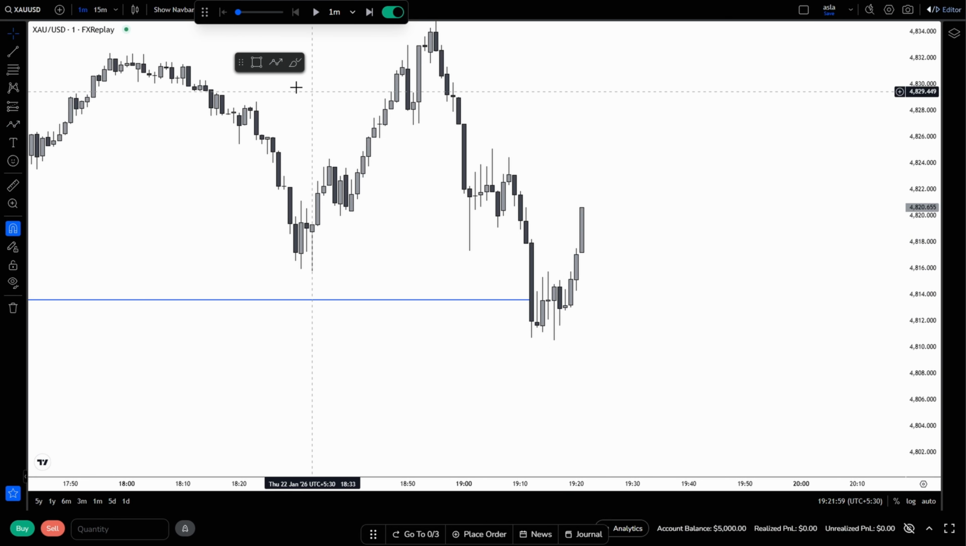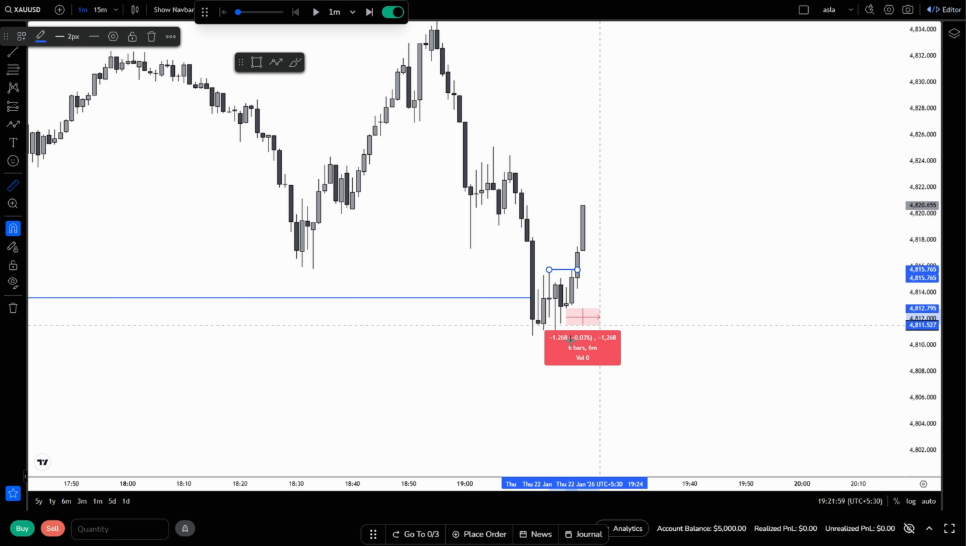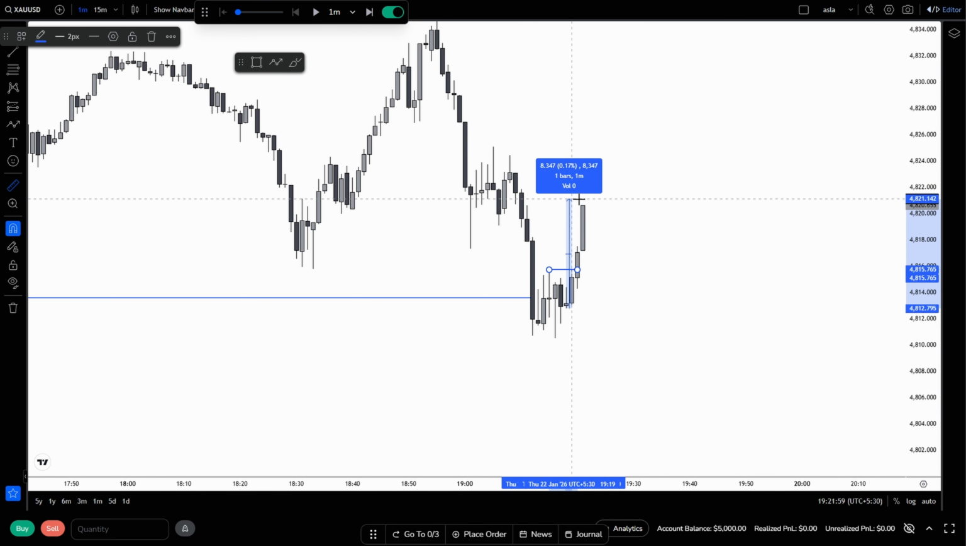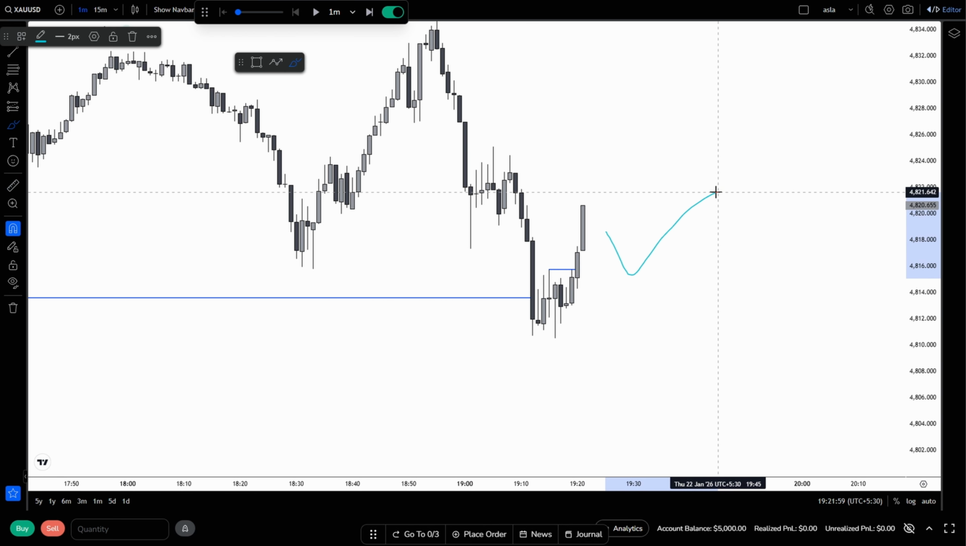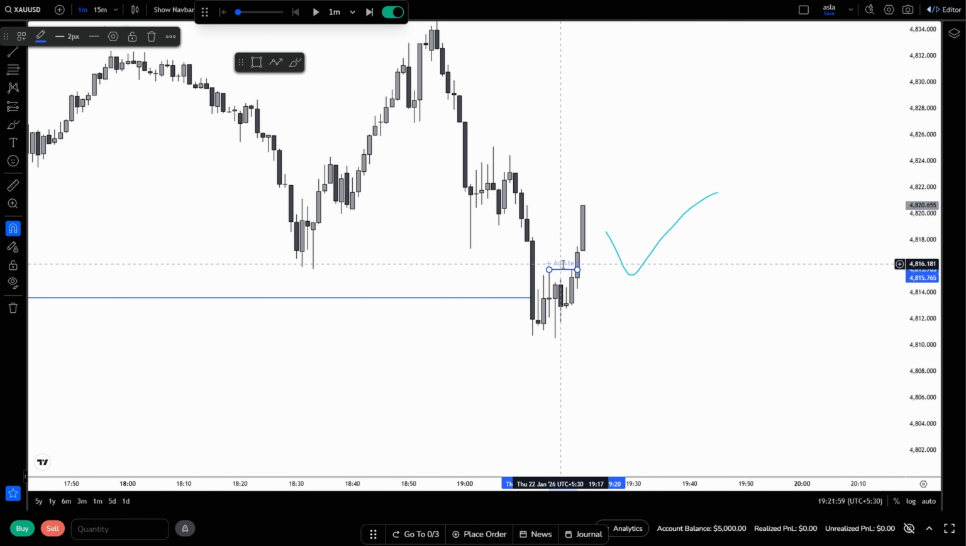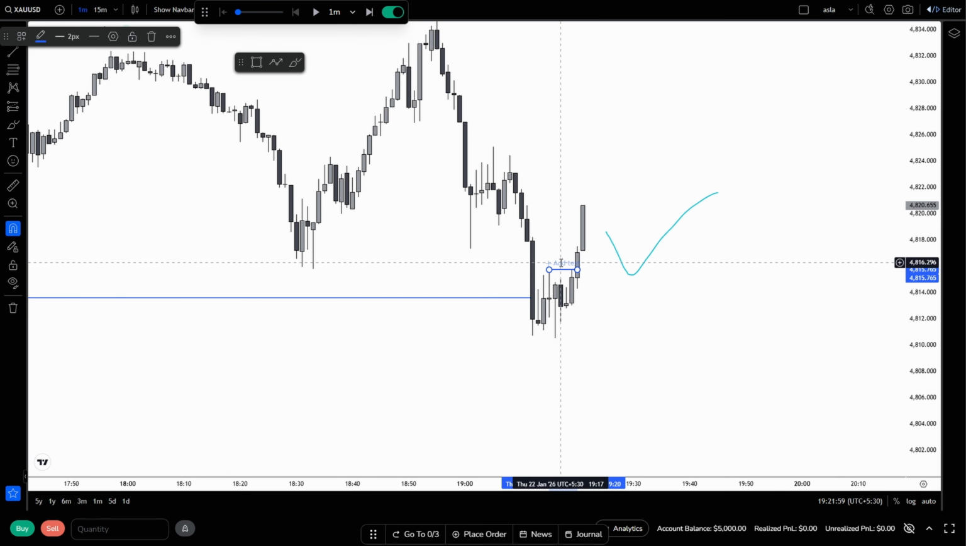Price takes the high, but more importantly, look at how it takes the high. We do not just poke above the level and immediately fall back down. We get a strong push through the level. That displacement is the key difference. This is what tells us that this is not just another liquidity sweep. This is a valid market structure shift.